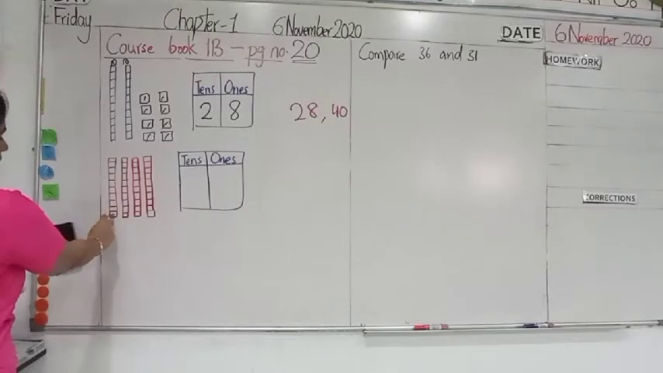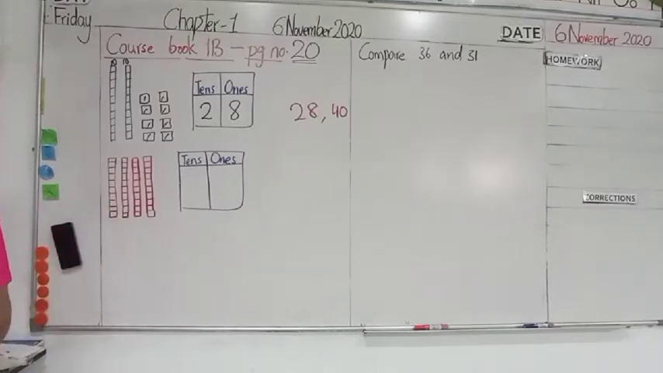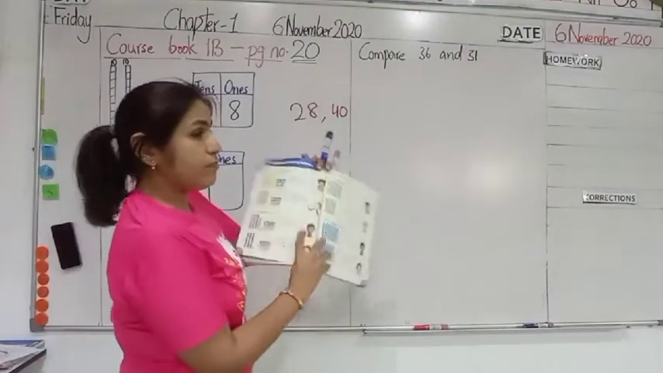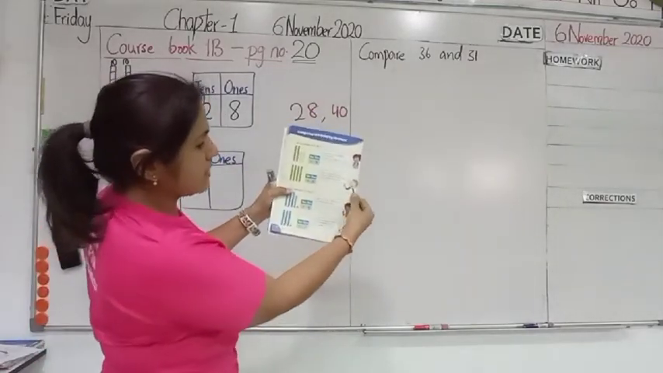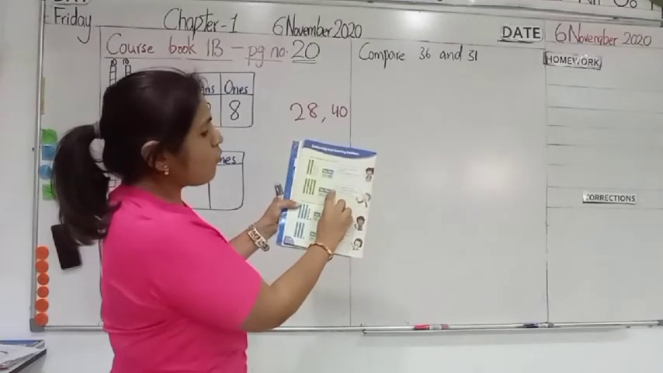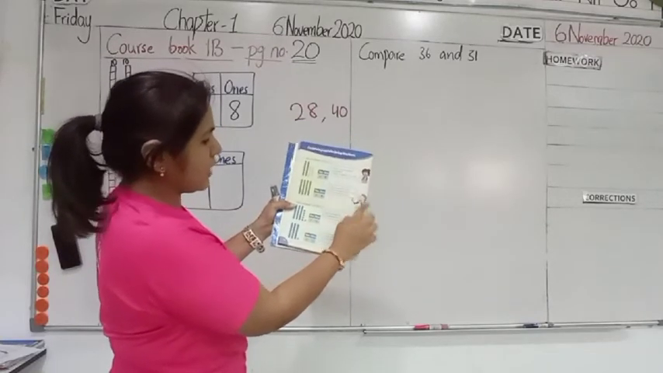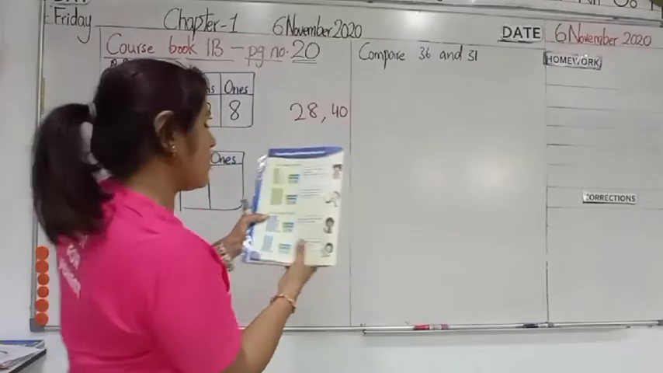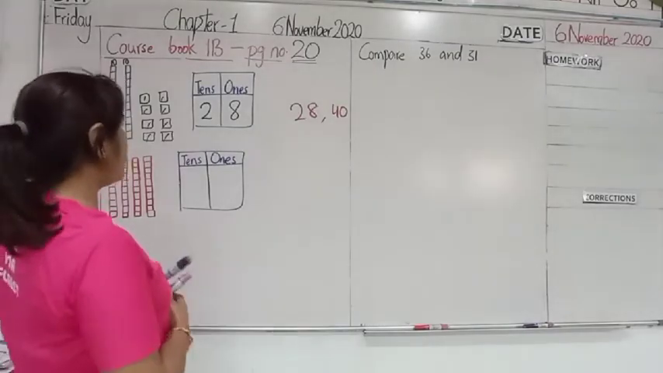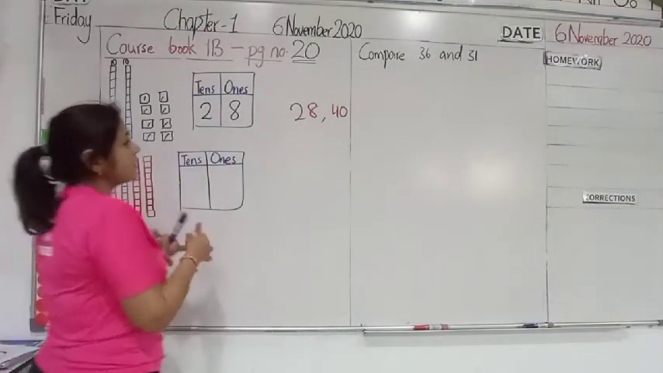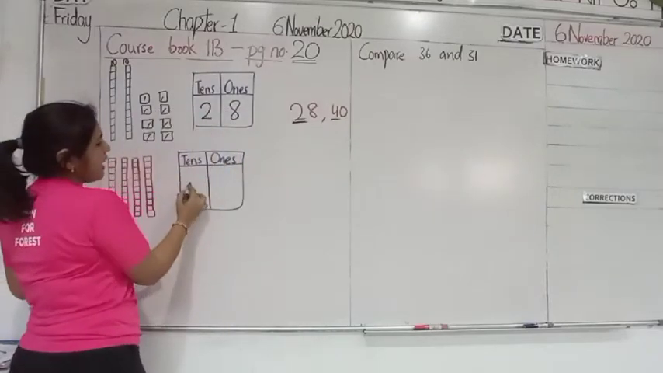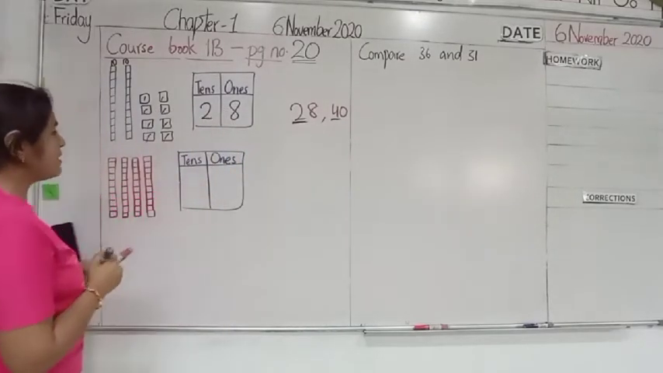Then comes here. Look at the bottom of your book where there is David. David says, first compare the tens. 4 tens is greater than 2 tens, and 40 is greater than 28. So David says, Annie, I think you should compare the tens place first, the number which is written in the tens place.